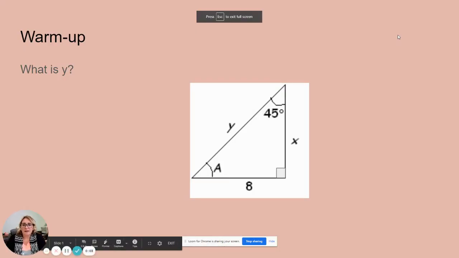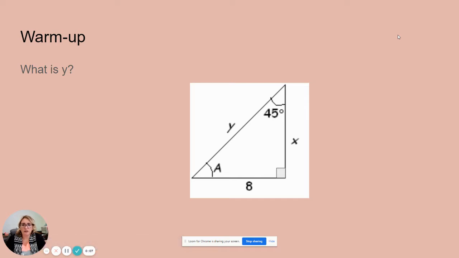Hello, everybody. We are going to do our last new formula for right triangle trig. So let's start by doing a warm up to practice sine, and then we'll get into our next formula. So take a second to solve for y.